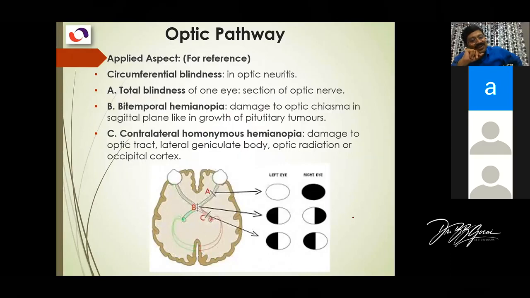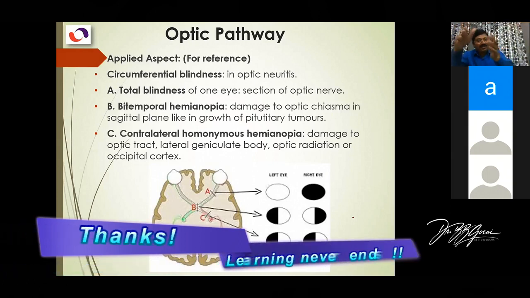So if it is in the optic chiasma center, bitemporal hemianopia. If it is the optic tract, optic radiation, or visual cortex, it is contralateral homonymous hemianopia. It is damage to these particular areas. And you can see what is the area.